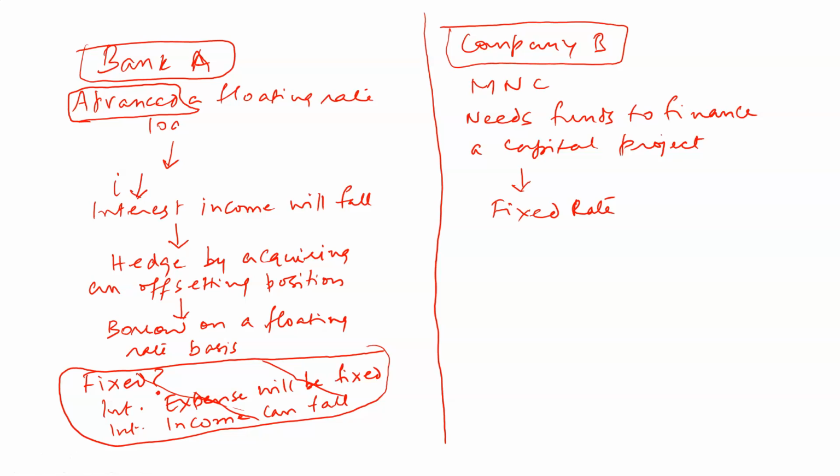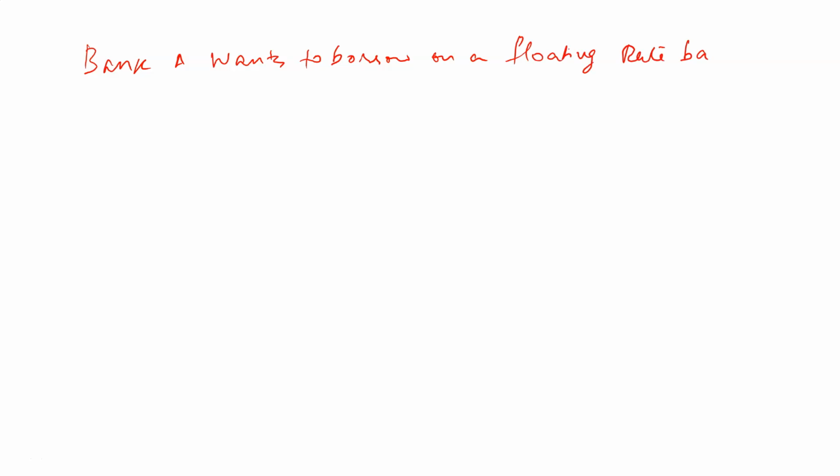Let's now add to this scenario some borrowing choices. So, what we have assumed so far is that Bank A wants to borrow on a floating rate basis, and Company B wants to borrow on a fixed rate basis. Now let's give them some borrowing choices. So Bank A has these possibilities open for it.